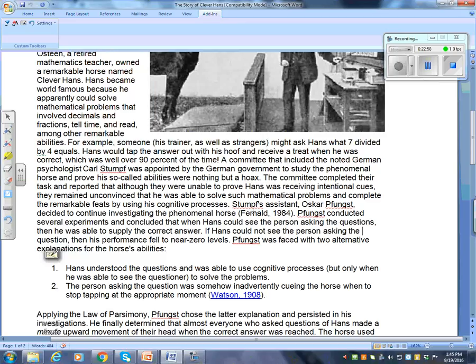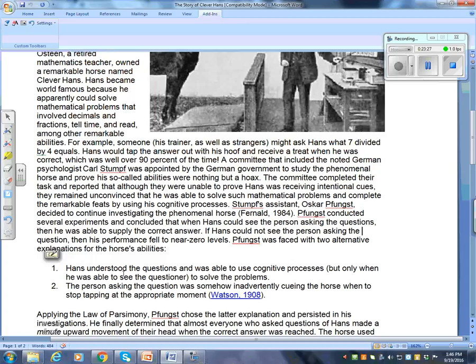Stumpf's assistant, Oskar Pfungst, decided to continue investigating the phenomenal horse. Pfungst conducted several experiments and concluded that when Hans could see the person asking the questions, he was able to supply the correct answer. So if the horse could see whoever was asking the question, the horse was right. If Hans could not see the person asking the question, then his performance fell to near 0 levels, almost always wrong. Pfungst was faced with 2 alternative explanations for the horse's abilities.